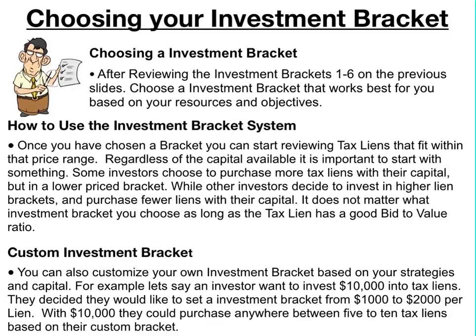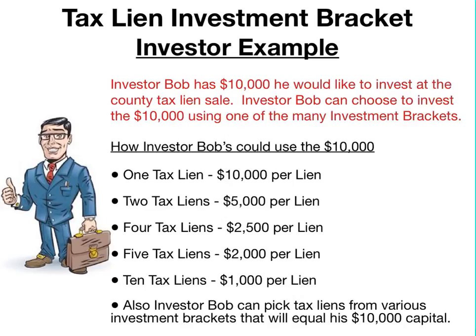For example, let's say an investor wants to invest $10,000 into tax liens. They decide they'd like to set an investment bracket between $1,000 to $2,000 per lien. Well, with $10,000, they could purchase anywhere between 5 to 10 tax liens based on their custom bracket.